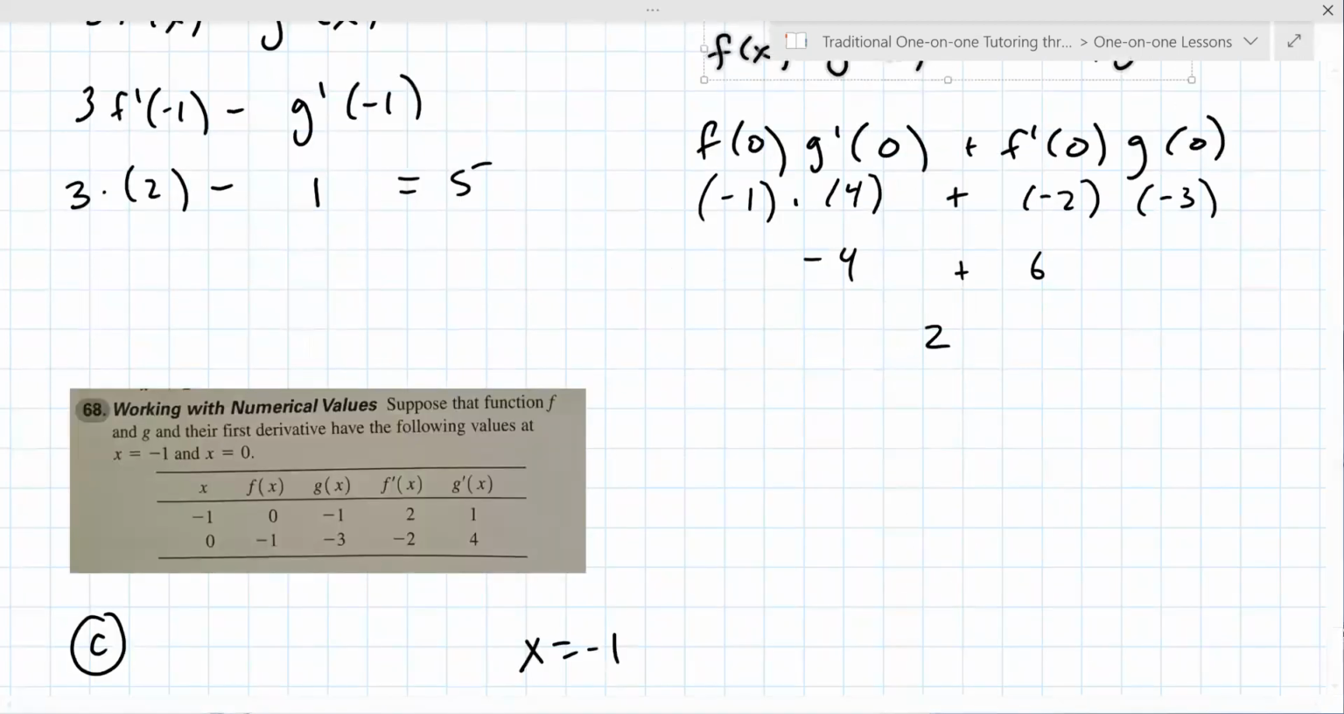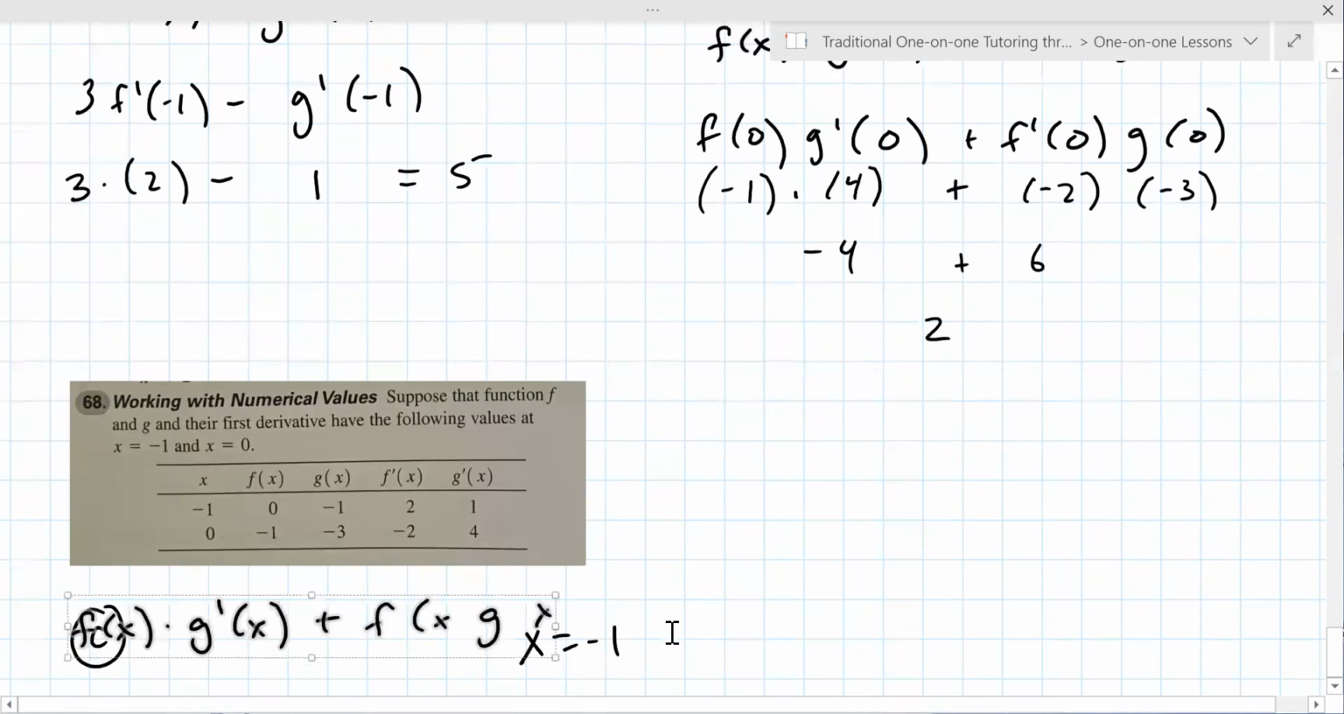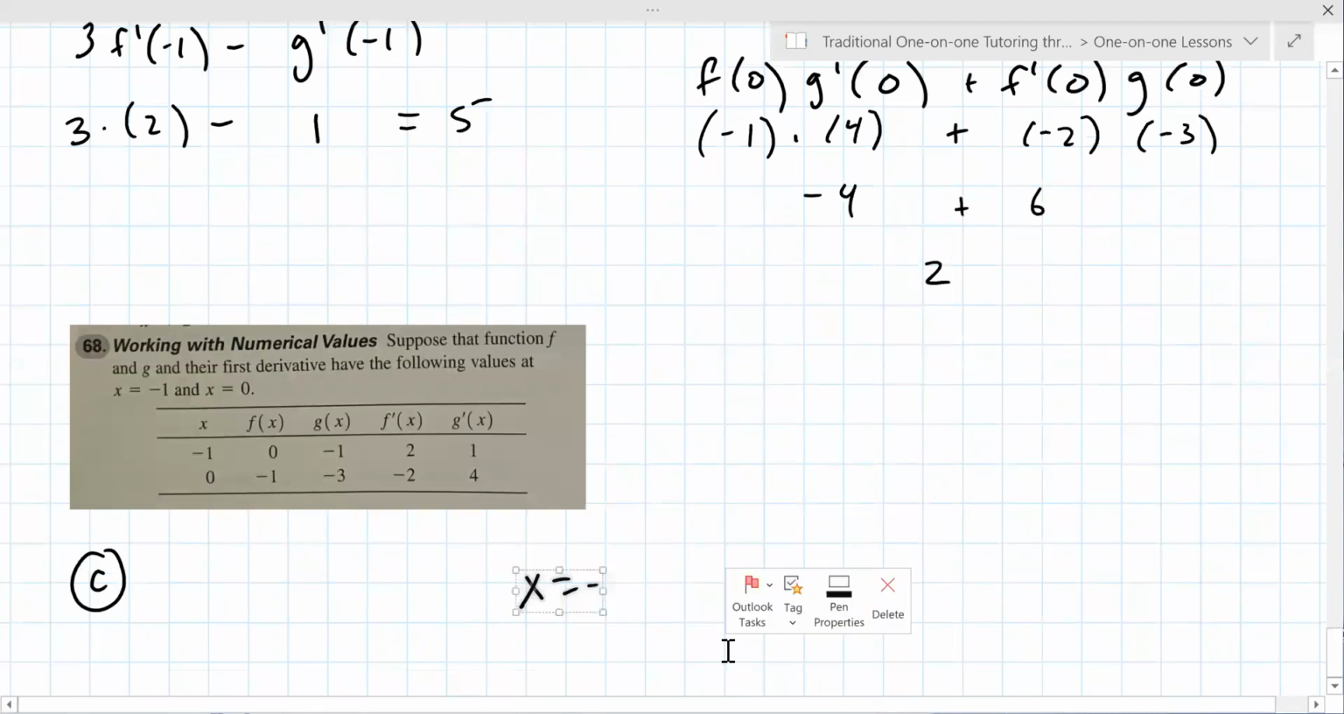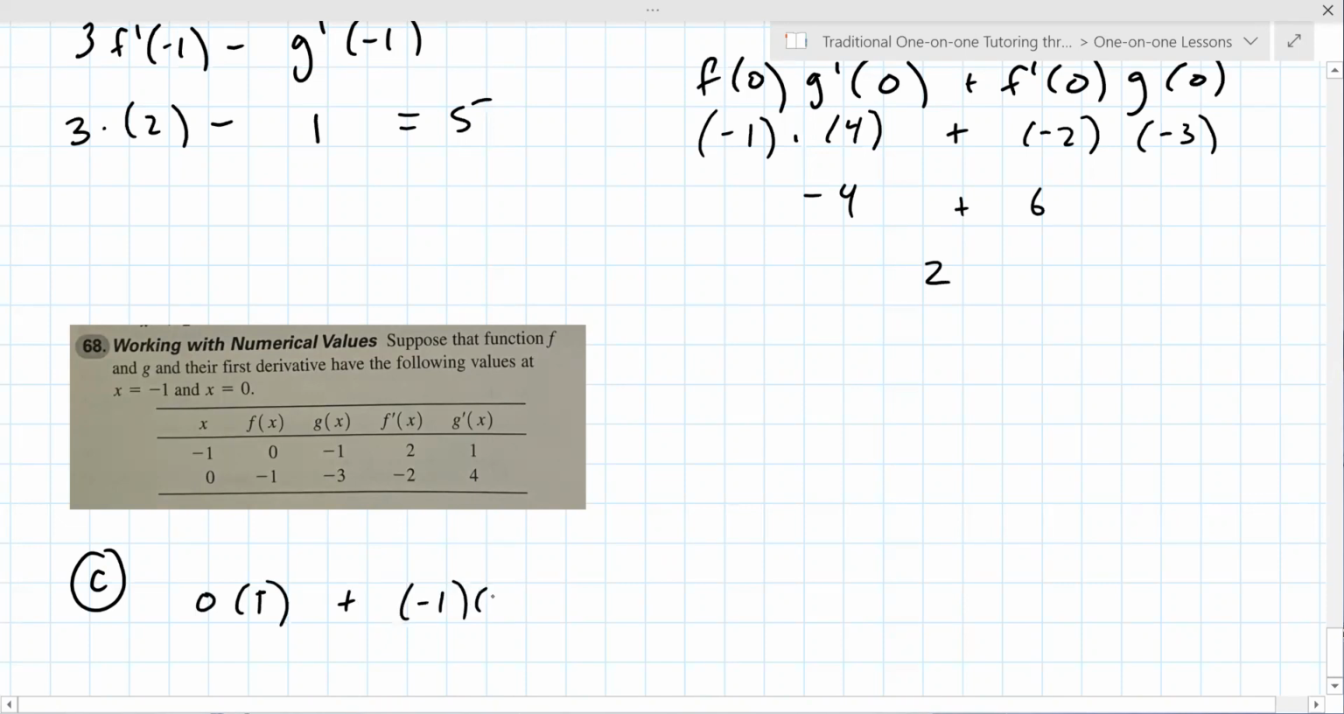Okay, so you just do 0 times 1 plus -1 times 2, right? So at -1, yeah, it's 0 times 1 plus -1 times 2. Yes. So 0 minus 2. So it's -2.